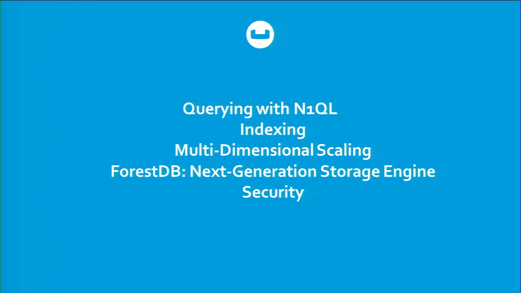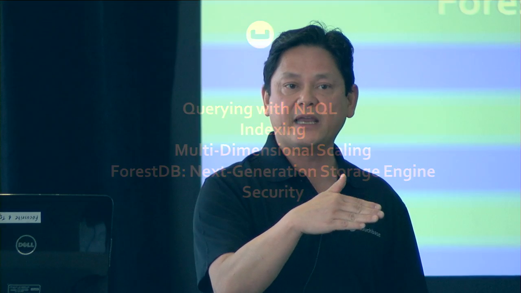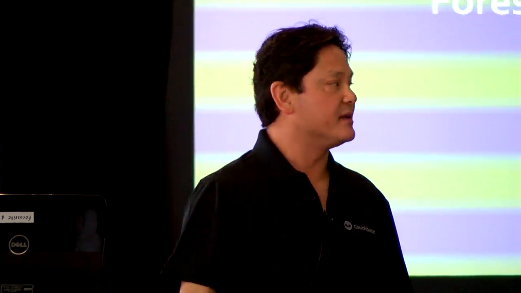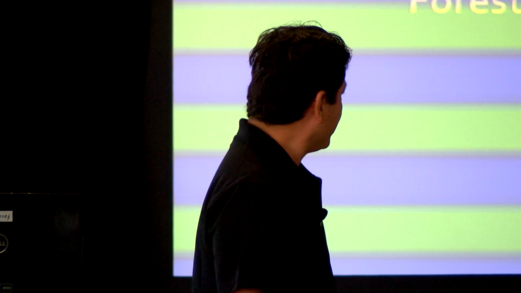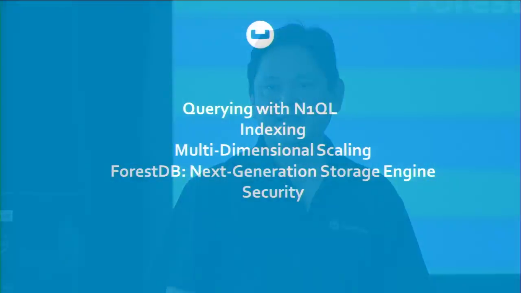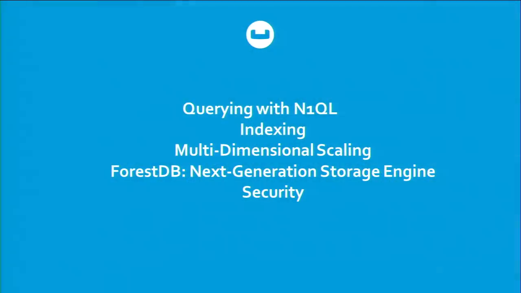So in the last 20 minutes, I gave you a quick tour of the query language N1QL. I talked about the different index types that we have. I talked about how you scale the data, query, and index services independently, and how you can isolate them. I gave you a quick overview of ForestDB relative to B+tree and LSM, and then highlighted two key security features in 4.0. I hope that gives a good sense of what's coming in 4.0.